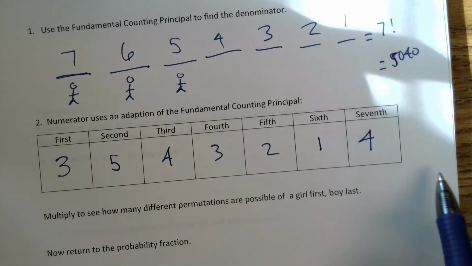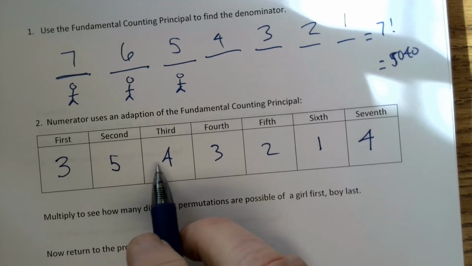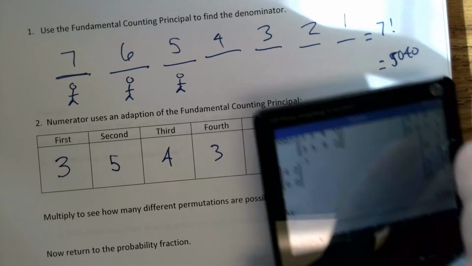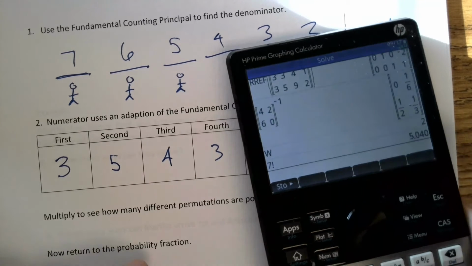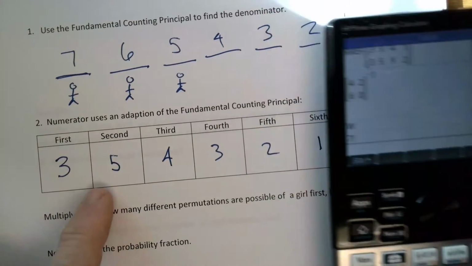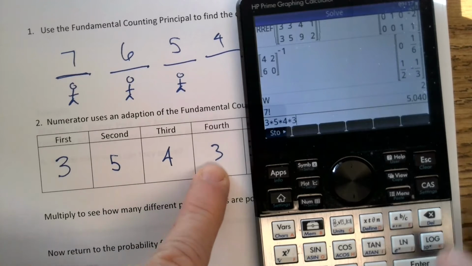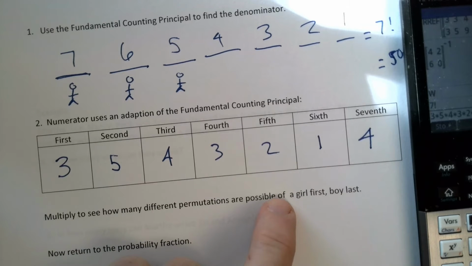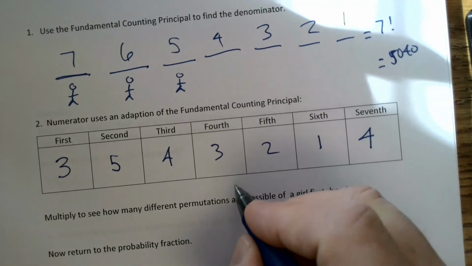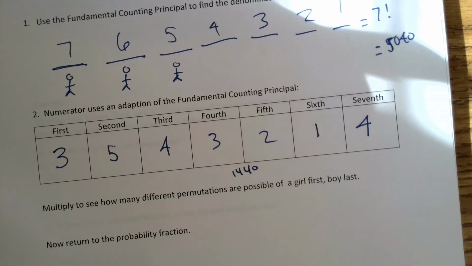So that is 3 times 5 times 4 times 3 times 2 times 4, which gives 1,440. Yep. So that's 1,440 ways that they could line up with a girl first and a boy last.